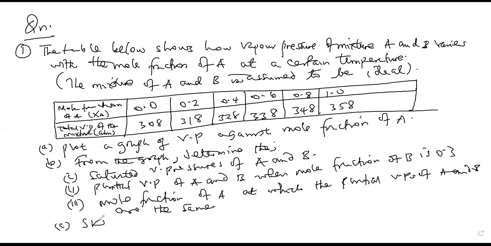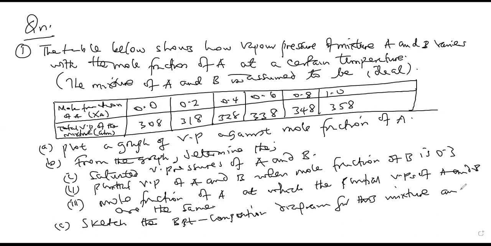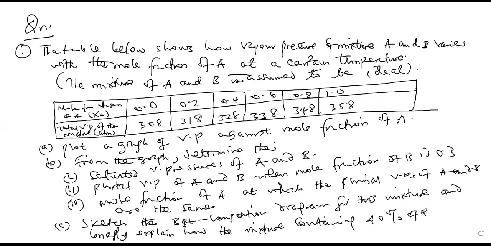And C, sketch the boiling point composition diagram for this mixture and briefly explain how the mixture containing 40% of B can be fractionally distilled. That's number 1. I had prepared 2 questions.